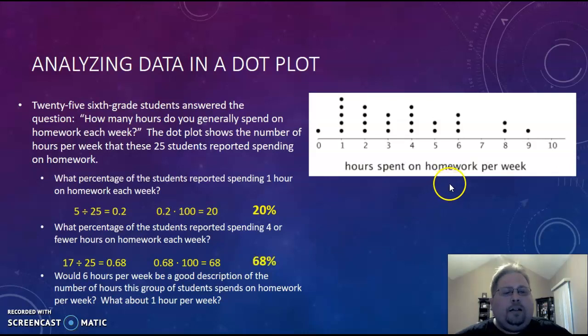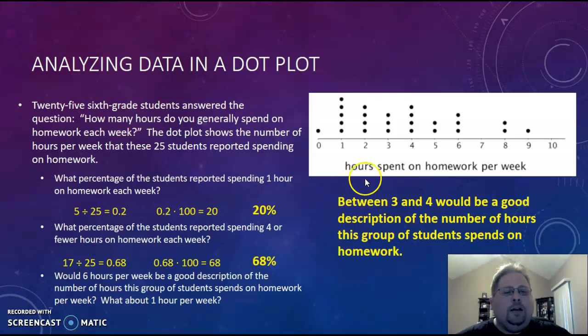So if we were to look at this, between 3 and 4 would be a good description, because if you were to look between 3 and 4, we have about the same amount above or below that spot. So between 3 and 4 would be a good description of the number of hours this group of students spends on homework.